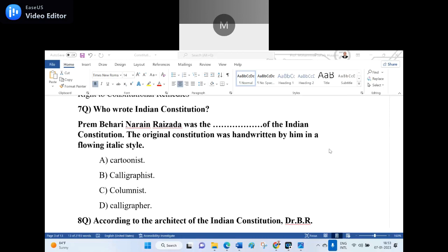Who gave the answer? Don't say A, don't say B. Give the answer. A, cartoonist. Sir, is it the right answer? Columnist is the right answer. The right answer is D, calligrapher. The last one, and here highlighted. This is the right answer. Is it clear? Okay, okay.